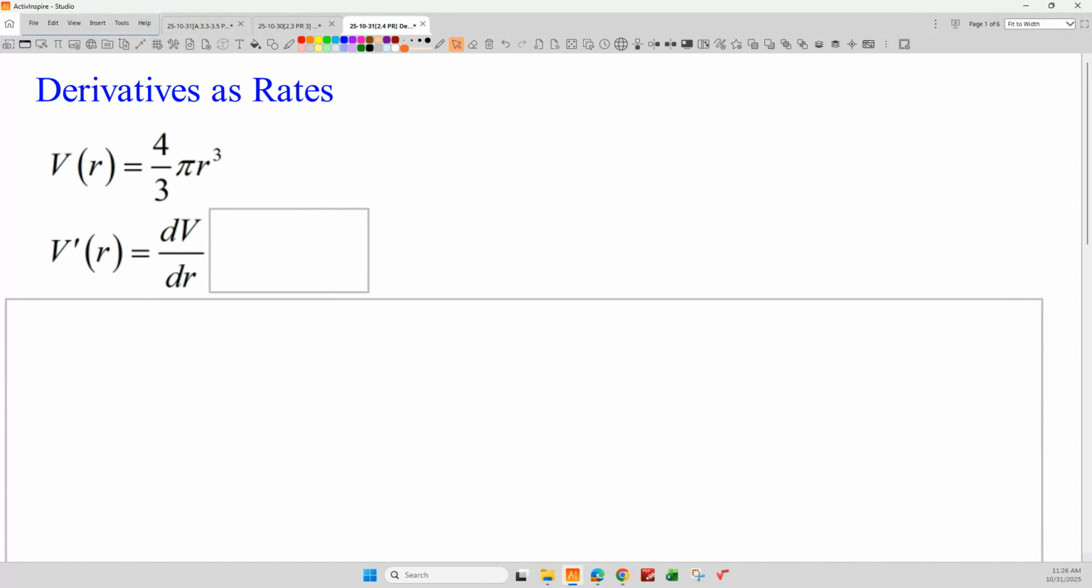So we're looking at the rate of change of volume with respect to radius, and what is the answer? You can do that derivative. No. 4 pi r squared, right? How come? Because we've got some constant out front that we just leave there. The derivative of r cubed, we bring the 3 down front, and then we just subtract 1 from the exponent.